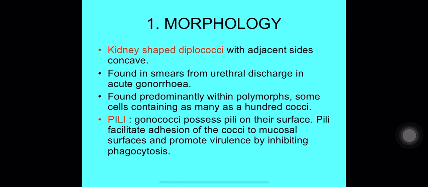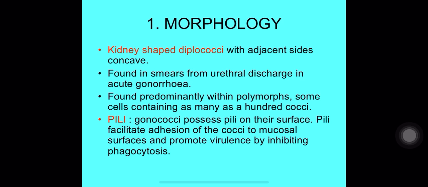and prophylaxis. Morphology: kidney shaped diplococci with adjacent sides concave. They are found in smears from urethral discharge in acute gonorrhea cases. They are found predominantly within the polymorphs, some cells containing as many as 100 cocci.